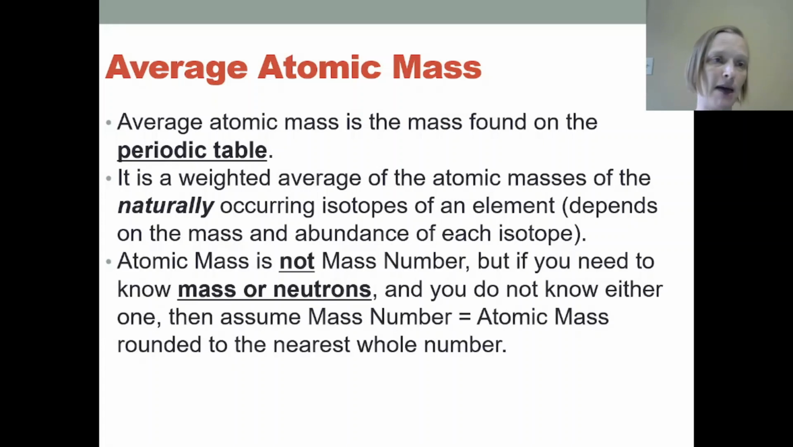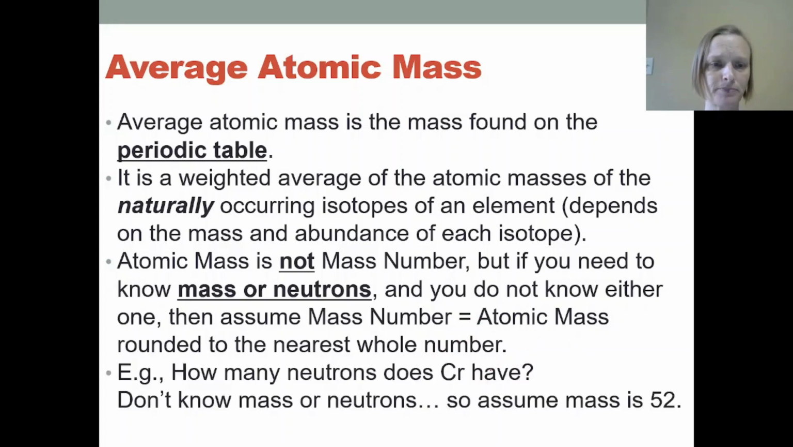Now, atomic mass, the one on the periodic table, and mass number are not the same thing. You need to keep them separate in your head. But if you ever need to know the mass or the neutrons, and I haven't told you the other one, then it is okay to look on your periodic table, get that atomic mass, and round it to the nearest whole number. Let me give you an example of what that would look like.